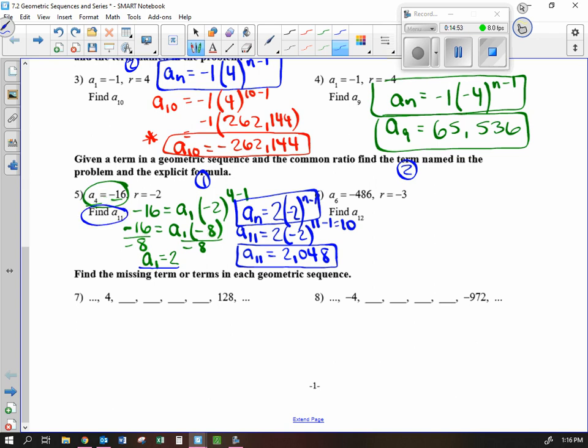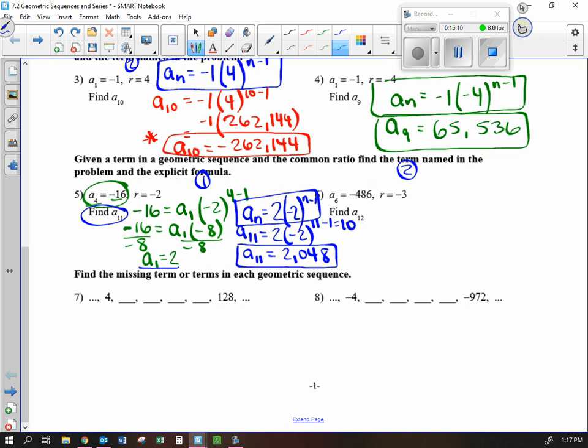Okay, number 6, this is where I would pause again and try this problem. It's very similar to number 5. You should have no problem getting it, but take the time to do it. So pause, and then I'm going to write the answer here for you to check.